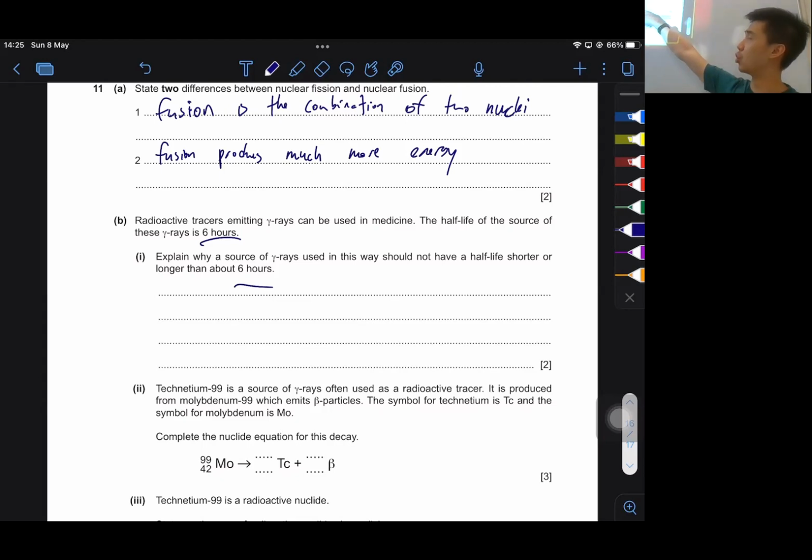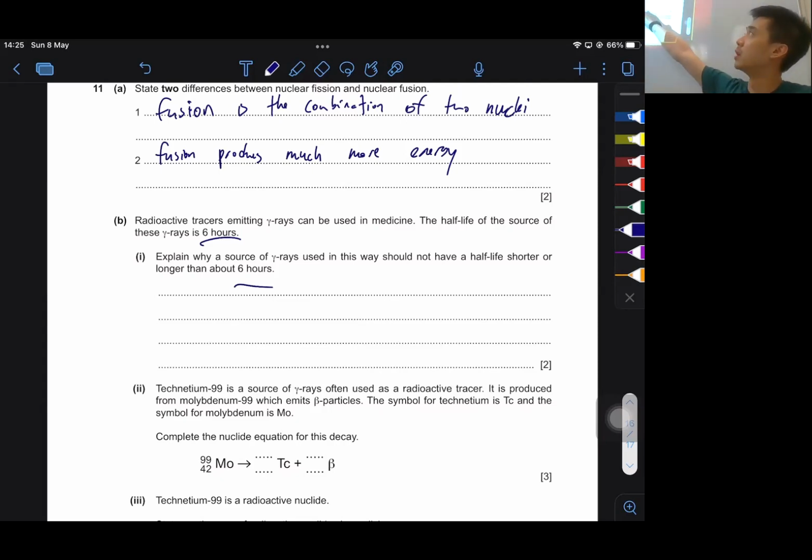These kinds of things should always have a shorter half-life, because if it has a longer half-life, we are putting ourselves at risk. Imagine today if the half-life of this radioactive tracer is 12 hours. After 12 hours, only then it decays by half. Another 12 hours, it decays by half. What if it is poisonous? What if it is radioactive? What if it's dangerous to us?